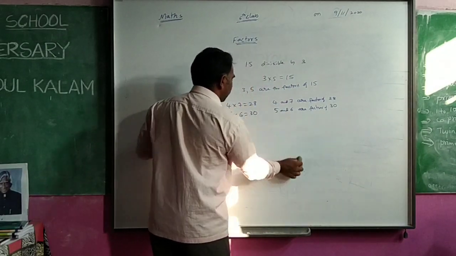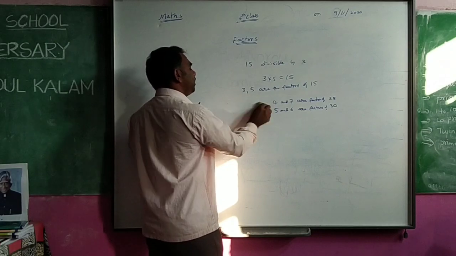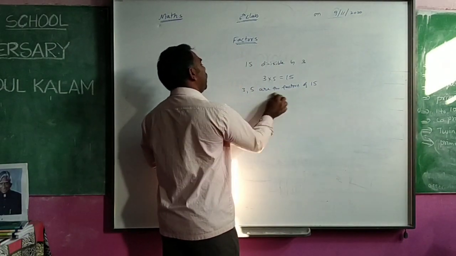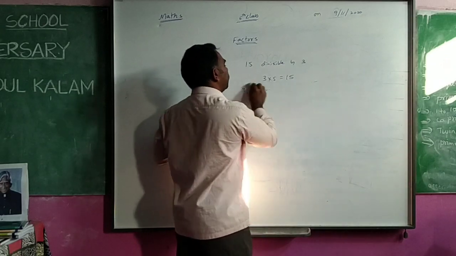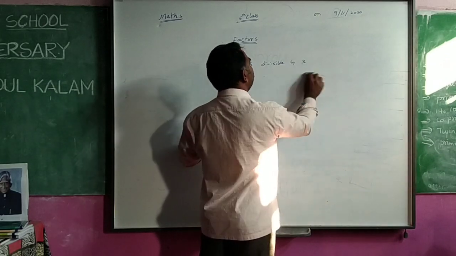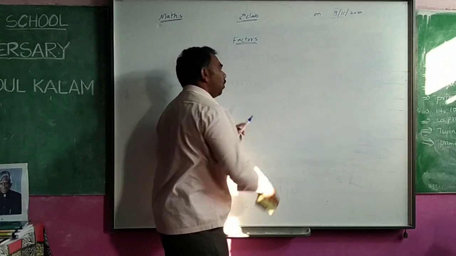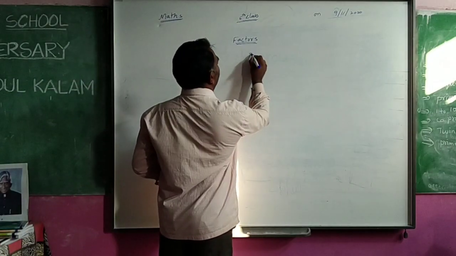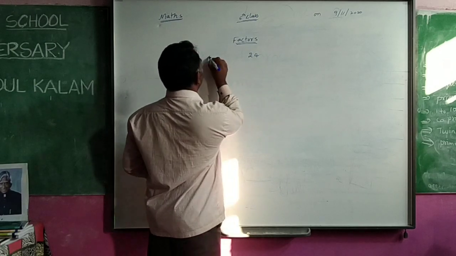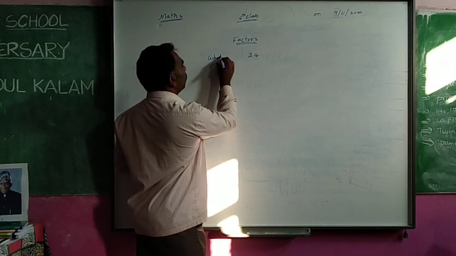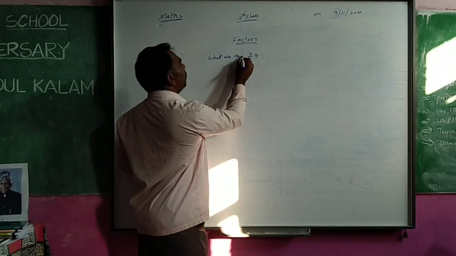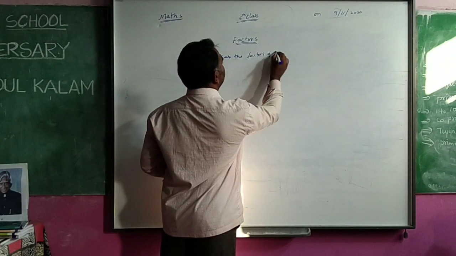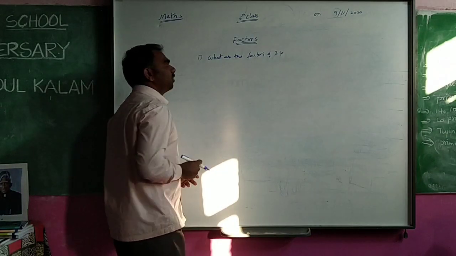Now we have said whether this is a factor or not, whether that is a factor or not. But now we are going to write all the possible factors. Now I am giving you 24. What are the factors of 24 is the question.